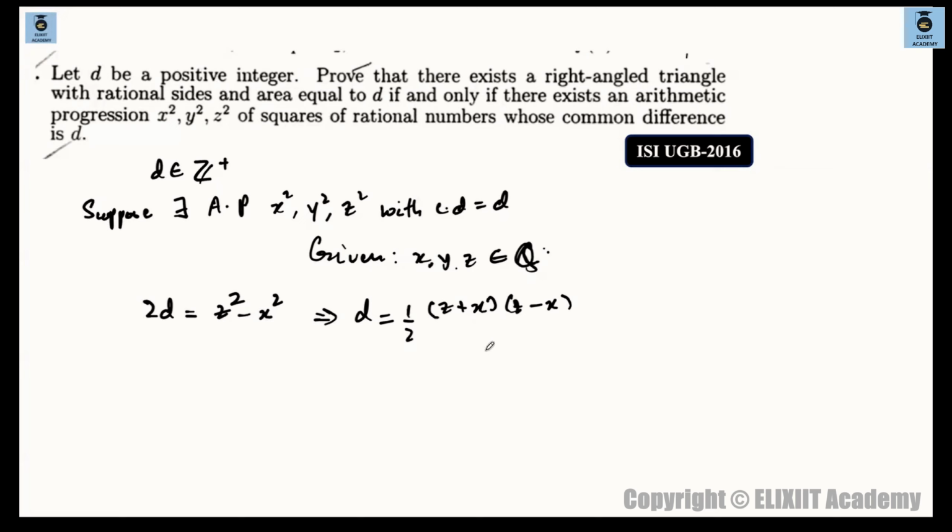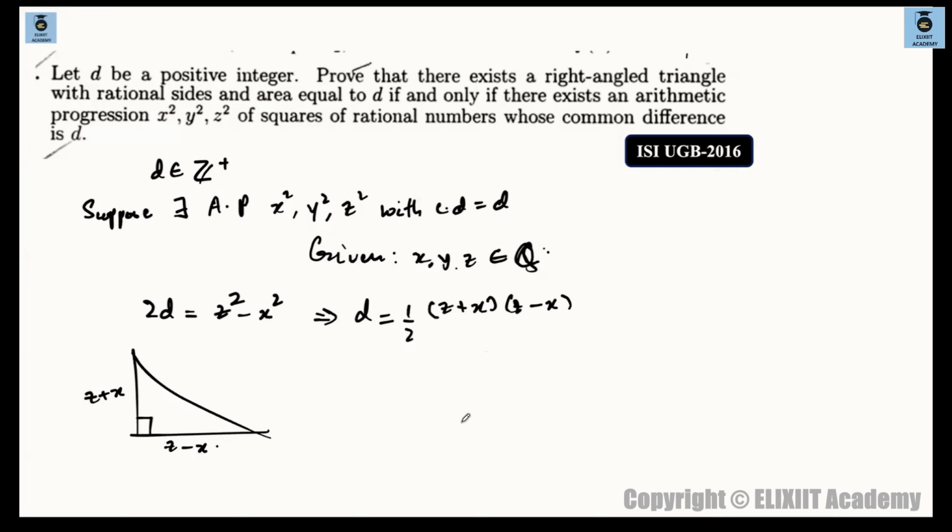What you proved here is half into Z plus X and Z minus X. So we can clearly get one idea of how to construct the triangle from here. Take this as Z plus X and this as Z minus X. The triangle can be constructed in this way. Okay.